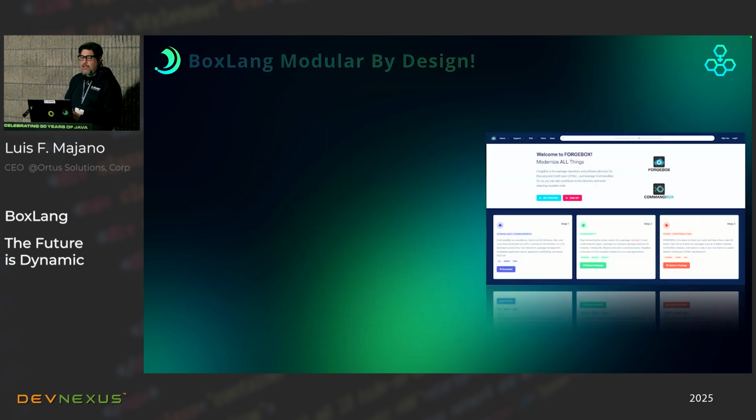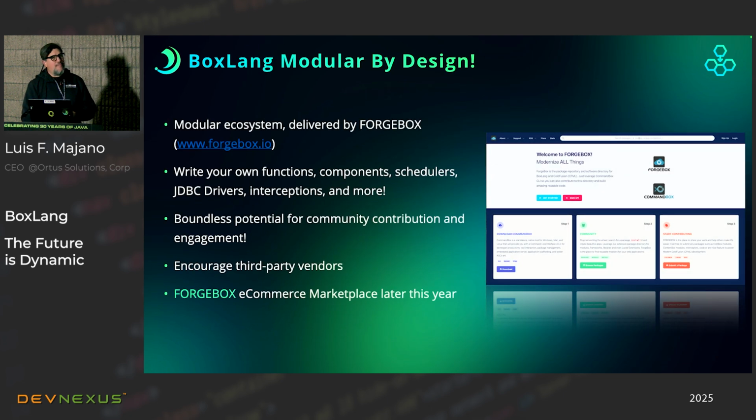So BoxLang is modular by design, and that was very important for us. We manage a modular ecosystem called ForgeBox, very similar to Maven Central. It's called ForgeBox.io, and this is going to be exclusive for BoxLang modules. So you can write your own functions, your own schedulers, your own JDBC drivers if you wanted to, etc. And this is basically the way to encourage third-party vendors or you as developers to share and build a community.